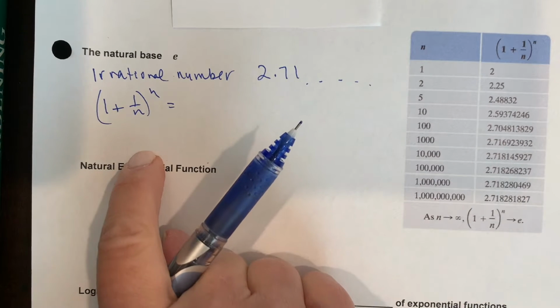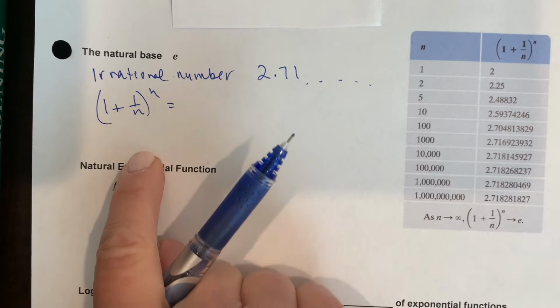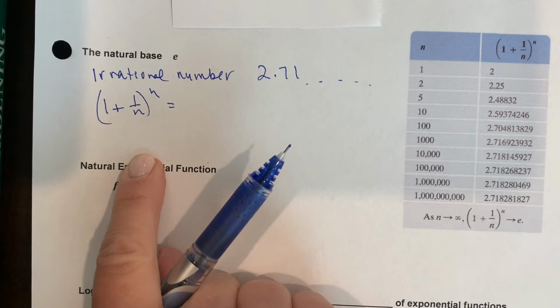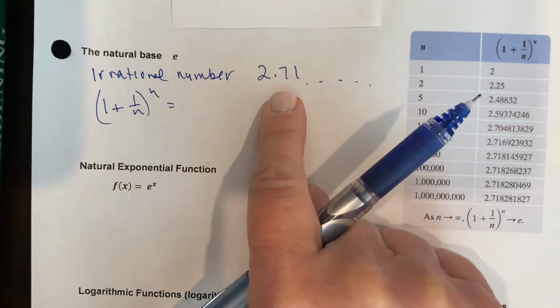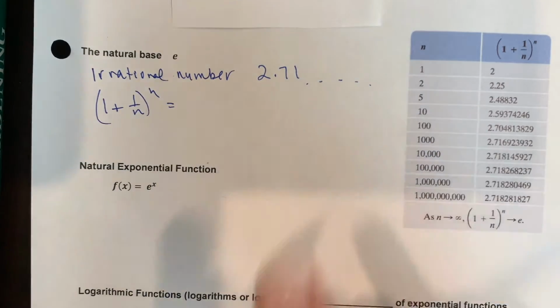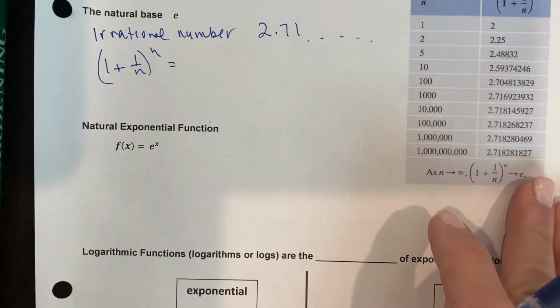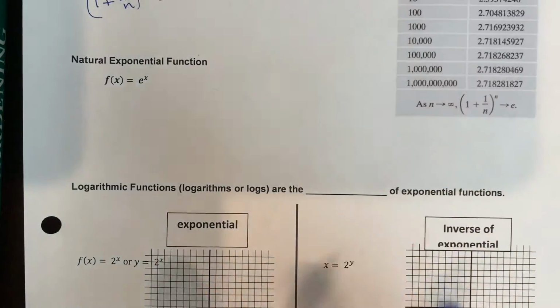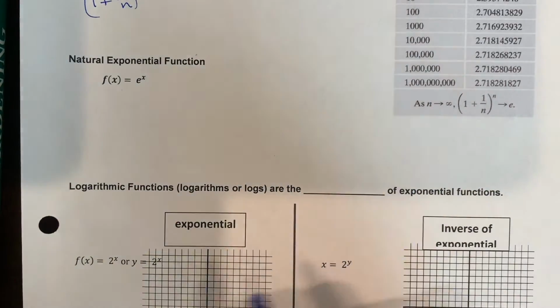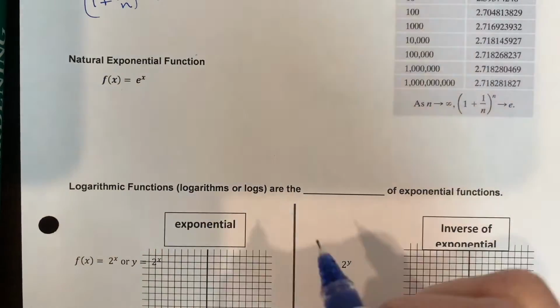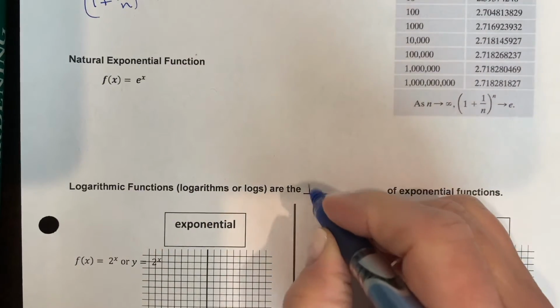This is primarily used in finance. It's used in figuring continuous interest. There's a lot of uses for e, but for the most part, just remember that it's an irrational number. And the other thing is that logs and exponentials are inverses.